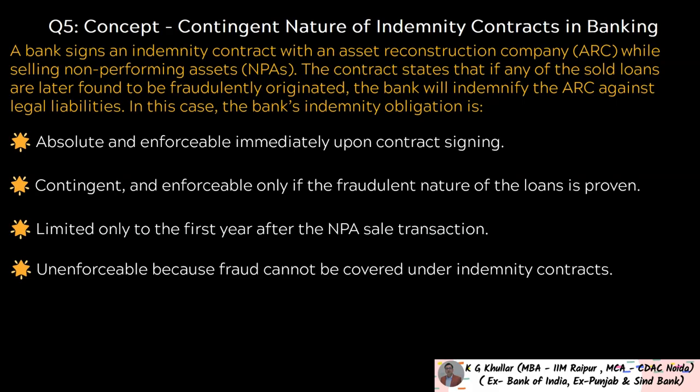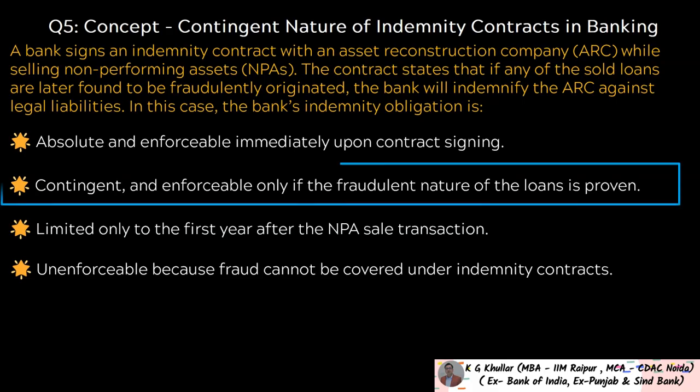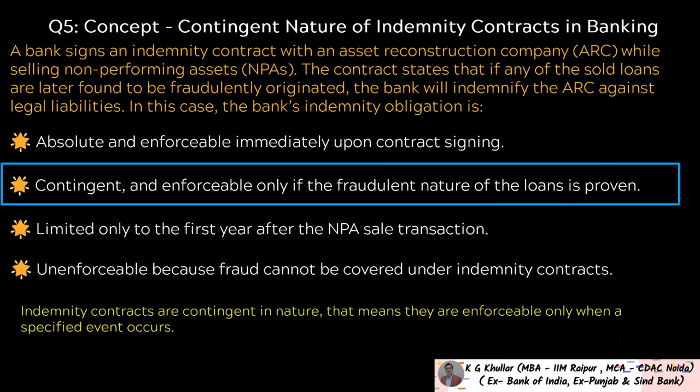Friends, as we have learned in the theory, indemnity contracts are contingent in nature. That means they are enforceable only when a specific event occurs. So in the given question, the bank is not immediately liable but must indemnify the asset reconstruction company, that is ARC, if the fraudulent loan origination is proven. Also note, banking indemnity contracts in NPA transactions often have conditional clauses that trigger liability based on audit findings. So as far as this question goes, the correct option is option B.